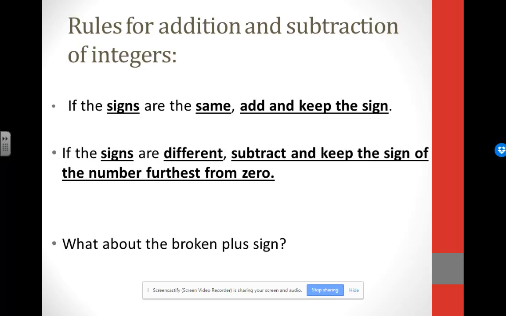This is a problem like 5 minus a negative 2. We read that as 5 plus the opposite of negative 2, which would be a positive 2. So when we think about our broken plus sign, we think about two negatives that are right beside each other. It's a plus sign that fell apart, and we've got to put it back together.